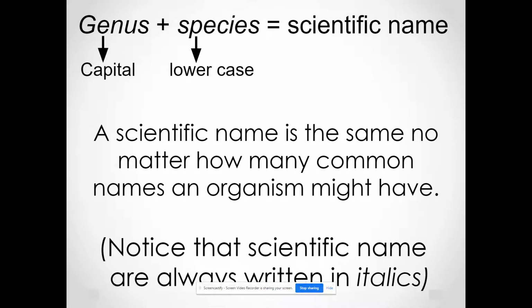All right, did we go over this yesterday? Okay, we got a genus and a species. So what happens with the first letter of the word genus? It's capitalized. What happens to the second letter? It's lowercase. And what's the whole word? What's significant about the whole word?